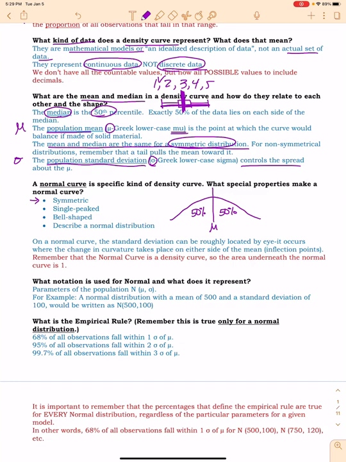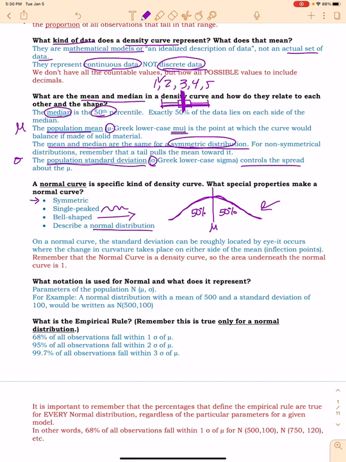It is single peaked. In other words, it doesn't do this. Okay, notice one single peak right here. It is bell-shaped, obviously. You've heard of the bell curve, probably. And of course, it describes a normal distribution. So when we talk about the normal distribution, this is pretty much what you should have in your mind's eye. All right, so on your normal curve, your standard deviation can be roughly located by eye as the curvature changes, but I'm not going to make you do that, okay? We are just going to eyeball it, but I'm going to show you how to do that when we get into more specifics.